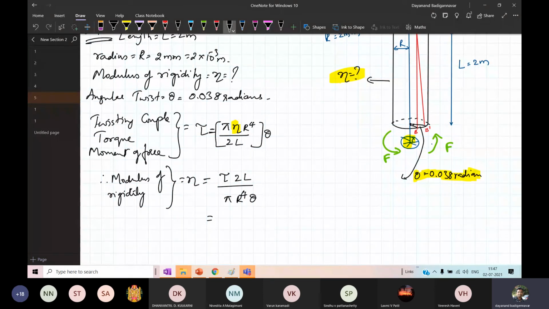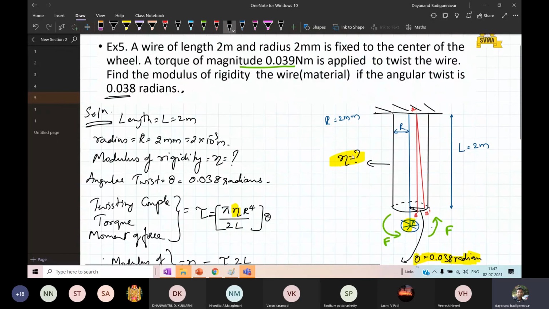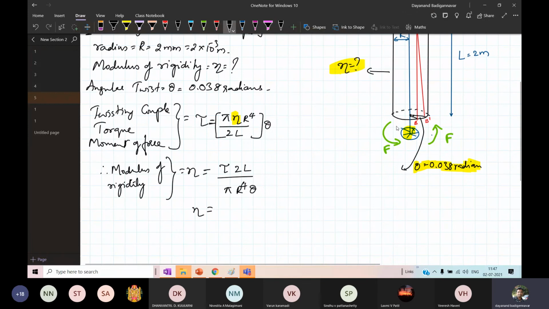Just note, tau is given. The twisting couple is also given. I have not mentioned it here, but it is given here, the twisting couple. You can look here, torque of magnitude. Torque and twisting couple both mean the same. So the twisting couple tau is equal to 0.039 Newton meter. I have not written it here, so just take it down.